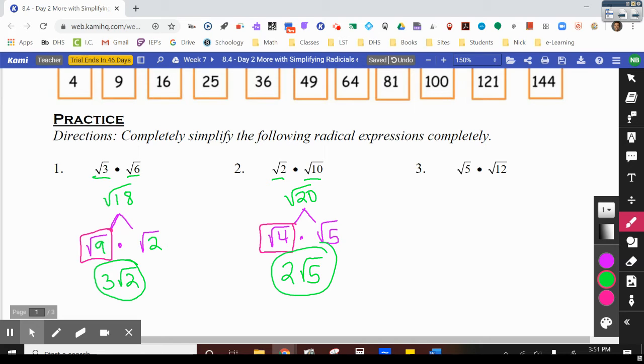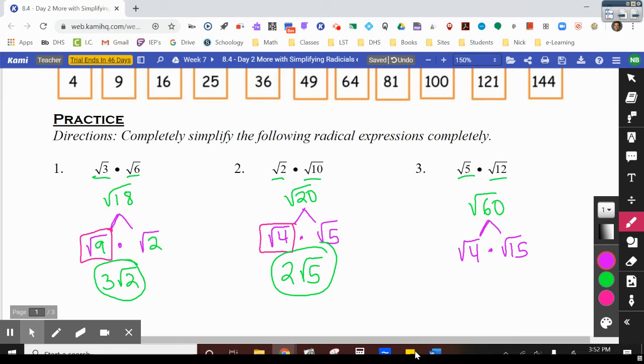All right, number 3, the same way. We have the square root of 5 times the square root of 12. We're going to smash those together, or multiply those, and 5 times 12 will give us 60. So then I get the square root of 60. Now I'm ready to break up this rad 60 into the square root of 4 times the square root of 15.